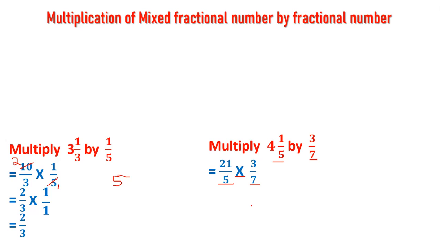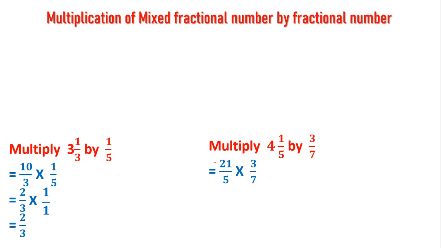Once we convert this mixed fraction into an improper fraction, next step is we have to check whether these given fractions are in the simplest form. If they are already in the simplest form, we just find the common factors of numerators and denominators. Here you can see easily this 21 by 5 is in the simplest form, and this 3 by 7 is also in the simplest form.